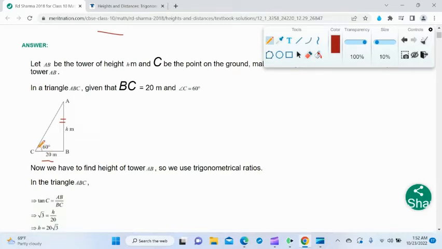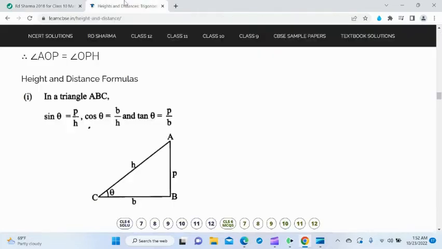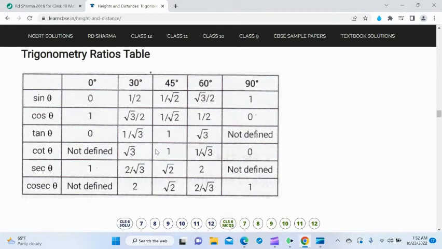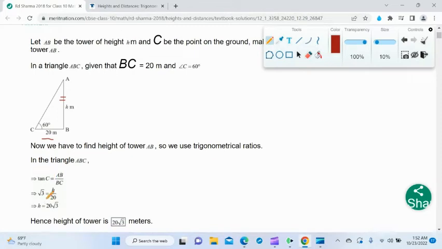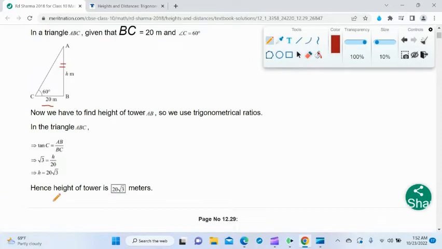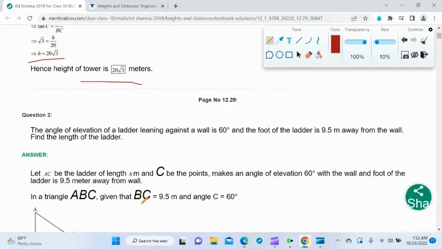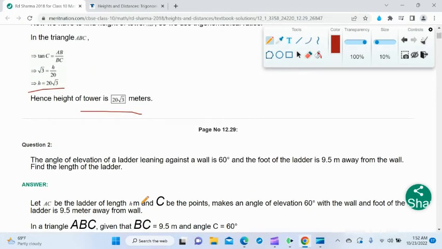So theta is 60 degrees. What is the value of tan 60 degrees? I have already told you to remember these standard values. The value of tan 60 degrees is root 3. So tan 60 is root 3, AB is h, and we have the value of BC, which is 20. So what will be the height? 20 root 3. Hence the height of the tower is 20 root 3. Correct. Good. Let us come to another problem.